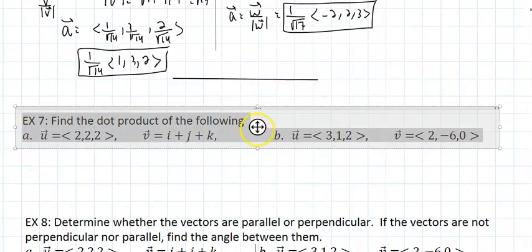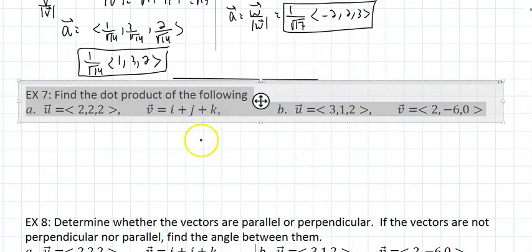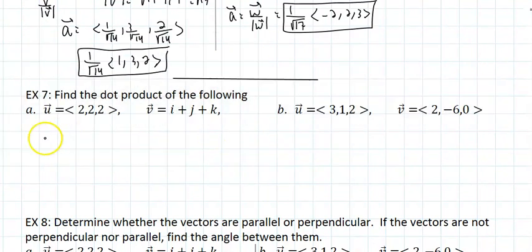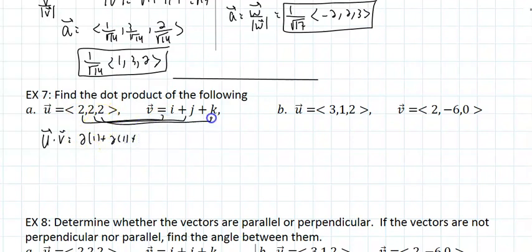And in this video, probably I could tackle a couple more problems. Dot product works identically. If I want to take u dot v, that would be 2 times 1 plus 2 times 1 plus 2 times 1. That would be 6.